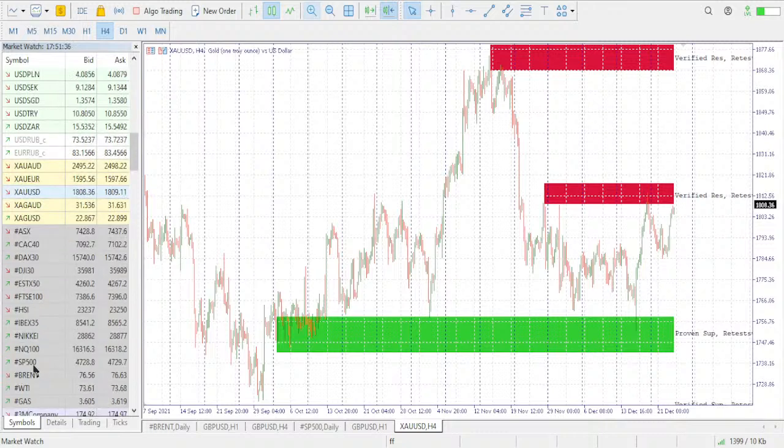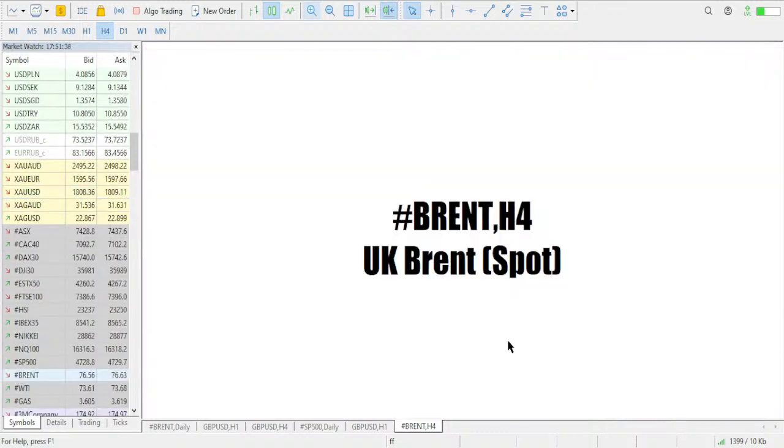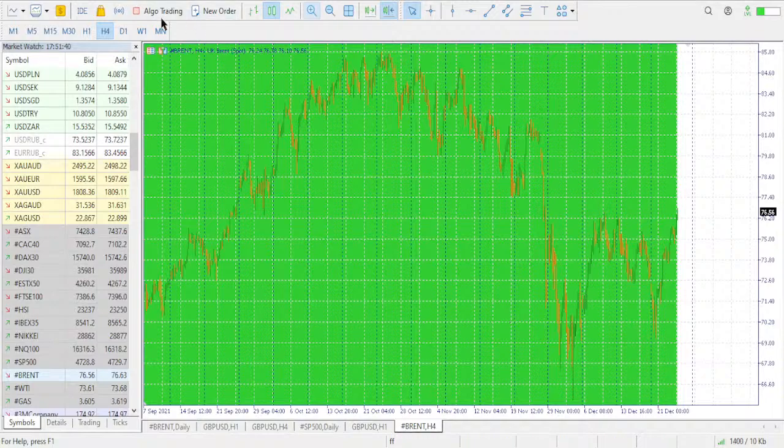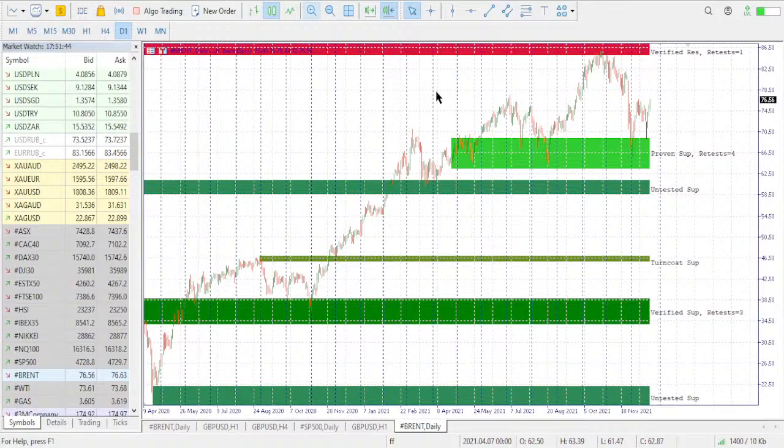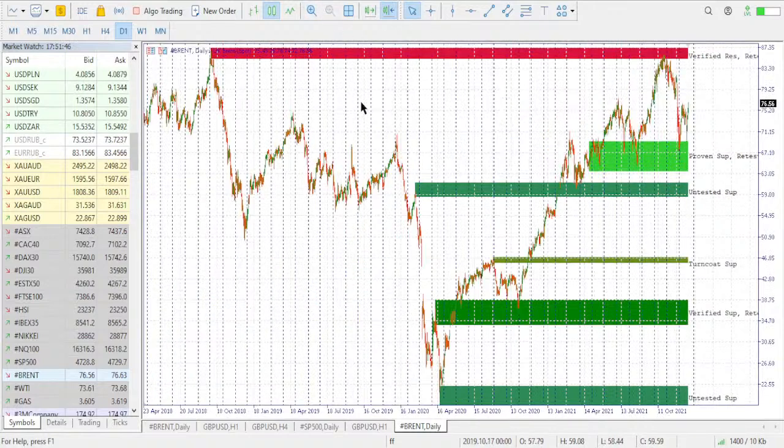My next symbol is the Brent oil. So the Brent oil, so far, we also do have a very good resistance zone. You can see it, it's actually outstanding. We have a resistance zone here. There's a resistance here. We have a supportive zone, this one here, and then this one here.